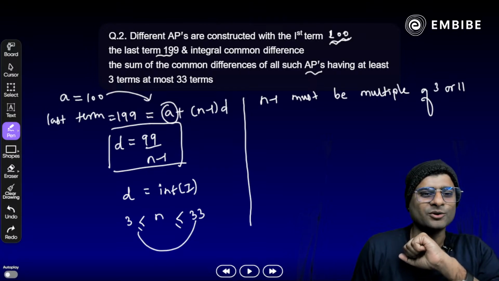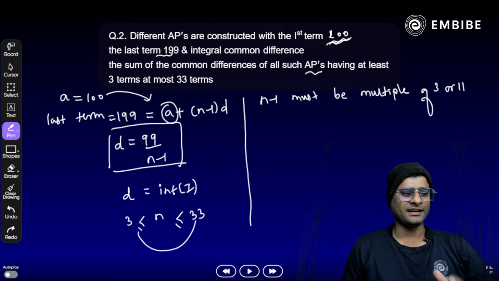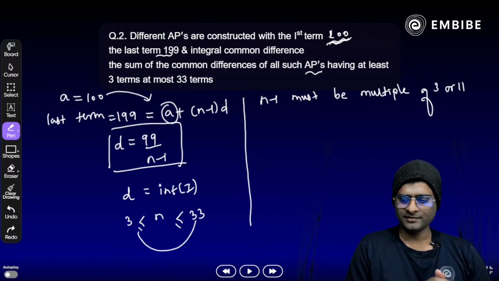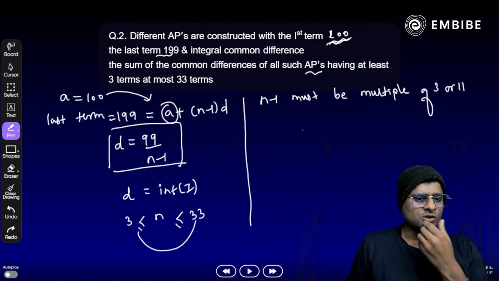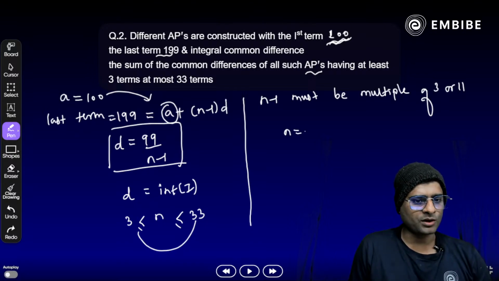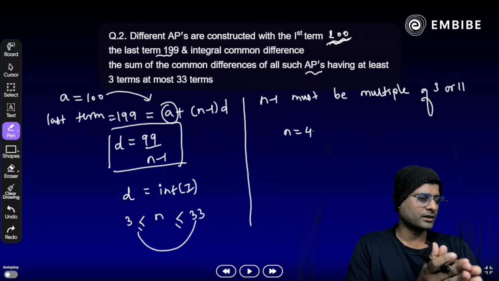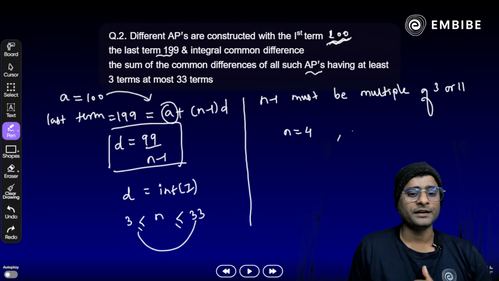The 100 was missing there. Okay, you have to just write it down. The first term is 100 here. In the question, the first term is 100. Remember. So what do you think here? If we substitute n equal to 4, what do we get as the value of d here?